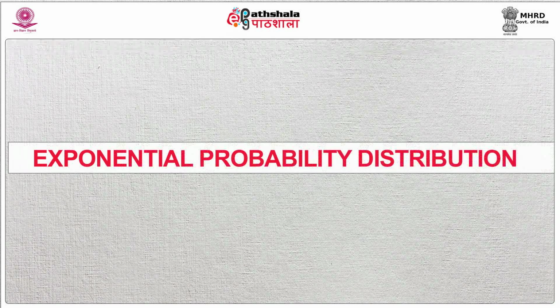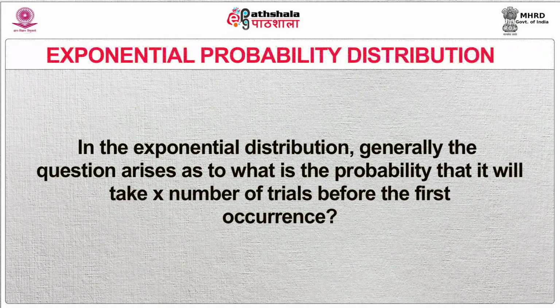The next distribution is the exponential probability distribution. It is the distribution of time, say t, between events, and it is a part of continuous probability distributions. In the exponential distribution, generally the question arises as to what is the probability it will take x number of trials before the first occurrence.